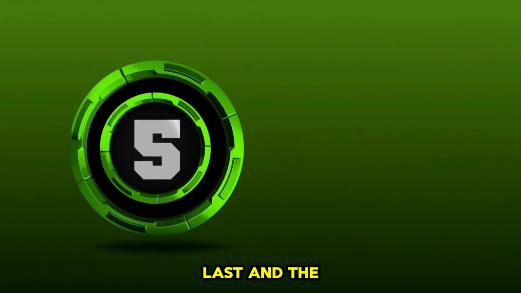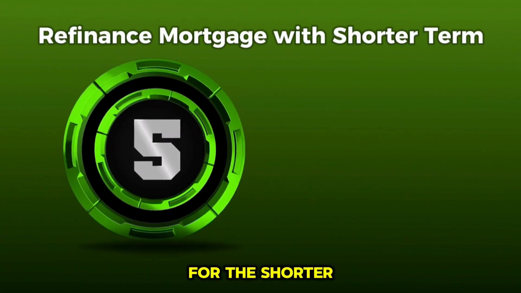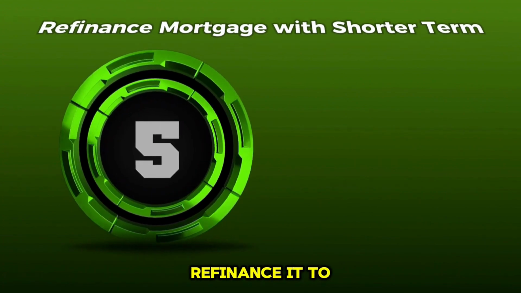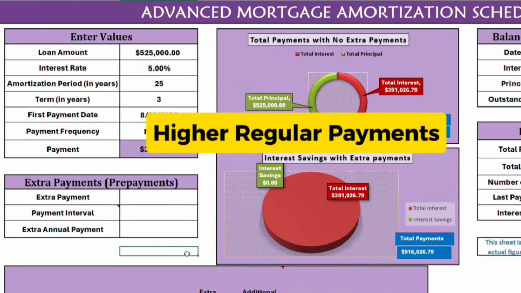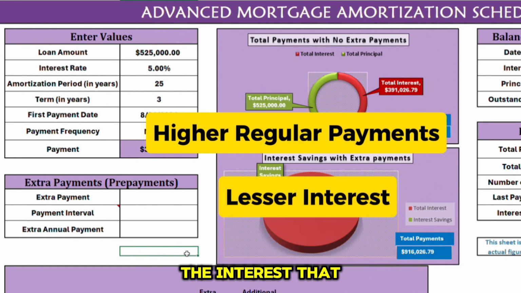Now, the last and the final method to pay off your mortgage early is to take a mortgage for a shorter amortization period, or if you have an existing mortgage, refinance it to a shorter term. The effect of a shorter amortization period would be that you'll be having larger regular payments, but due to larger regular payments, the interest that you'll be paying over the lifetime of the mortgage will be lesser.